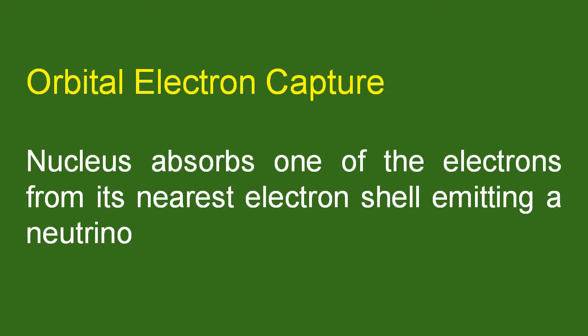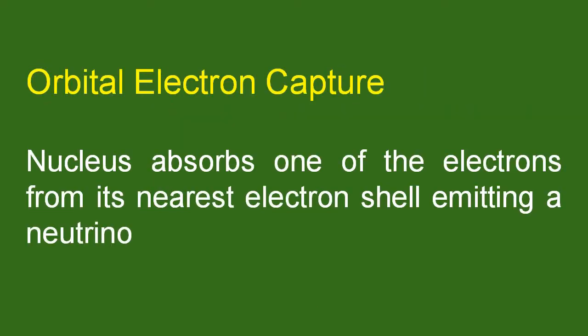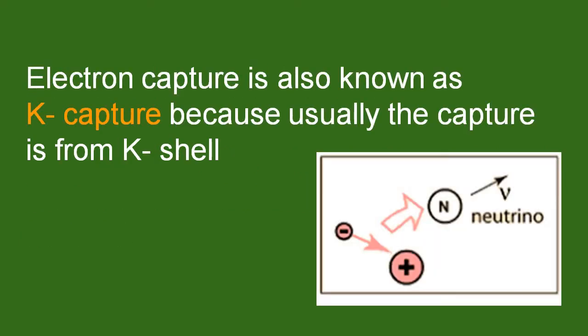And in orbital electron capture, the nucleus absorbs one of the electrons from its nearest electron shell and emits a neutron. There is no emission of a proton, no emission of an electron or positron. Only a neutrino is emitted. And this is a pictorial representation of electron capture.